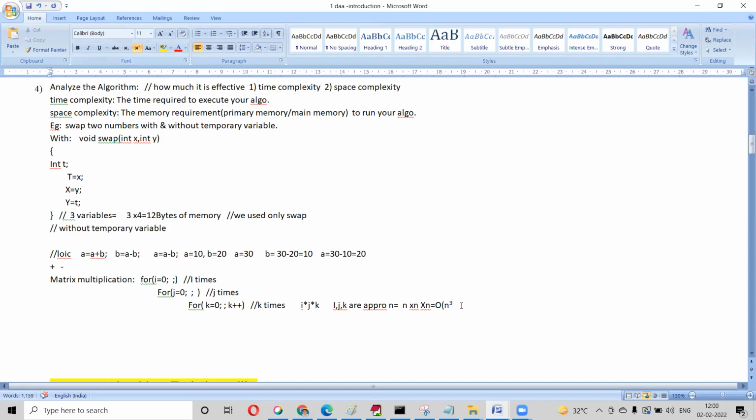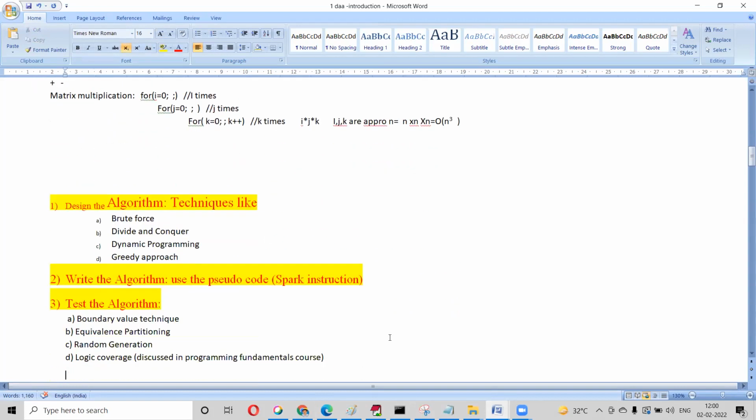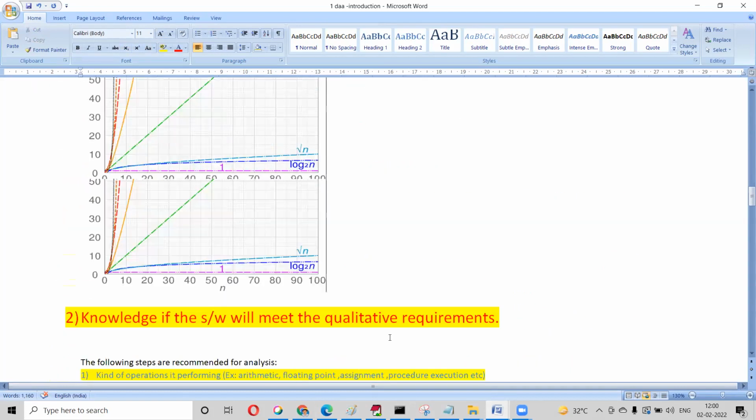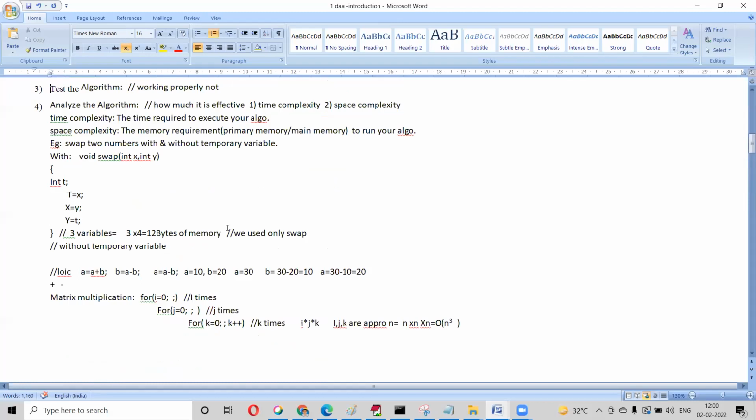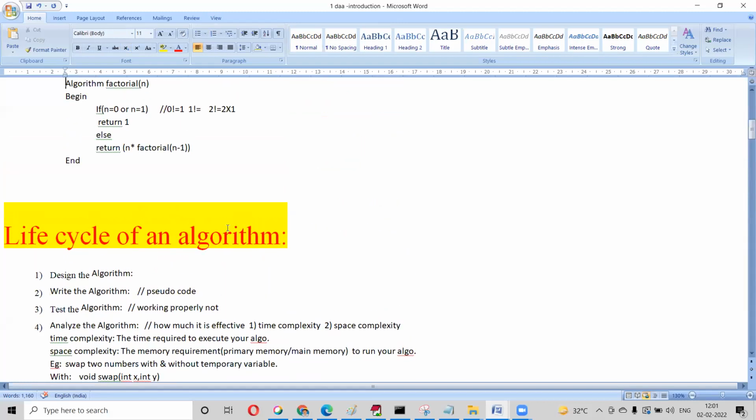If possible, try to reduce this time complexity. Here, this algorithm falls into the cubic algorithms, with time complexity order of n cube. The matrix multiplication falls into this: after n square, there is n cube. If possible, try to reduce this, even by increasing the addition and subtraction operations.